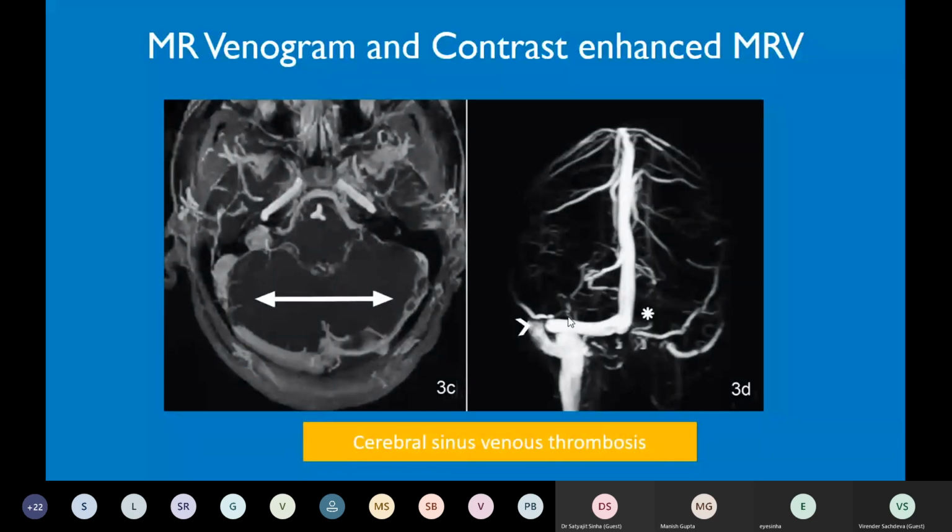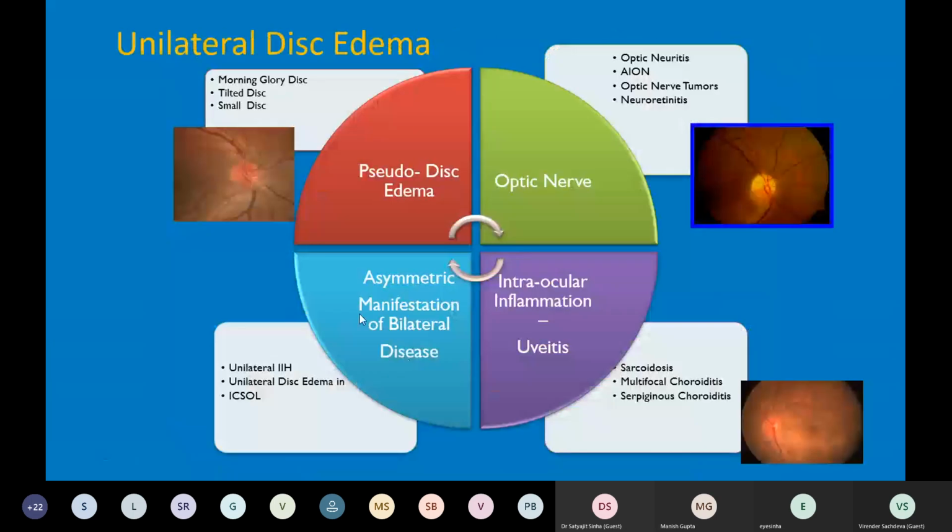And sometimes it could be challenging. So for example, like this, you can hardly see that there is narrowing of the sinus. This is a hypoplasia. But if we do an MR venogram with contrast, you can pick up the thrombus within the transverse sinuses. So dedicated workup is needed for these patients with CSVT. So these are important points about bilateral disc edema, IIH and CSVT.